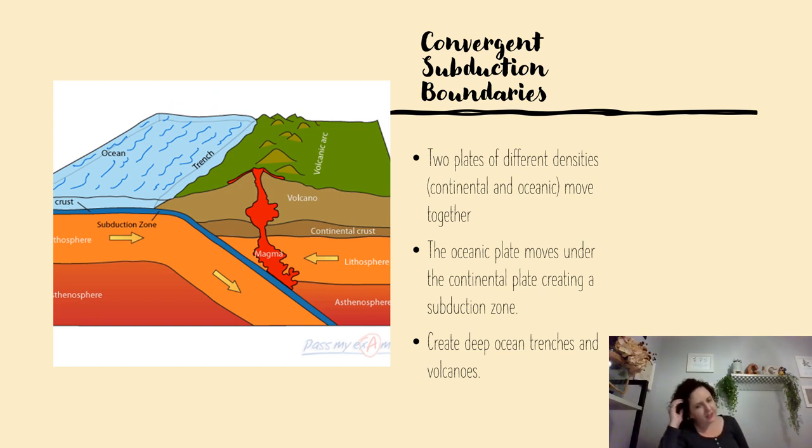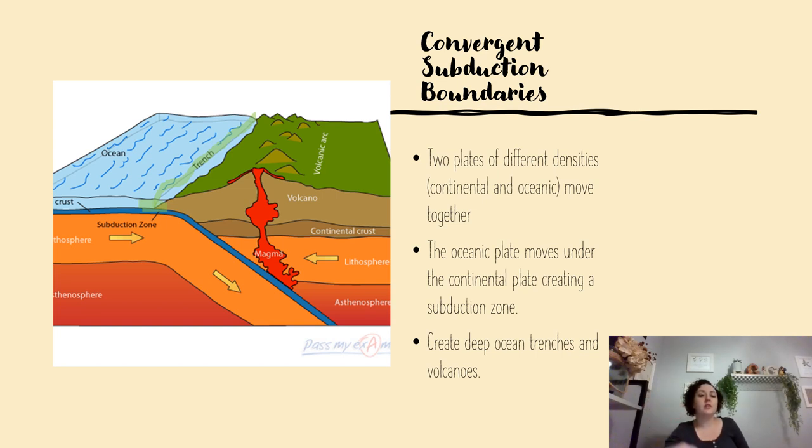Convergent subduction boundaries. So we're still talking about two plates coming together, but we need to understand when we have two plates of varying densities. So the super duper dense oceanic plates versus the not so dense continental plates. The oceanic plates move under the continental plates, creating a subduction zone. This creates a really deep ocean trench, and where that is, let me get my highlighter in green, it is right here, so it's running all along this boundary. Essentially it is this super deep spot where your continental plate is riding over your oceanic plate, causing this super deep trench.